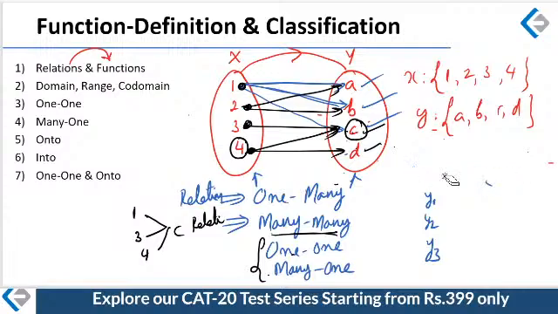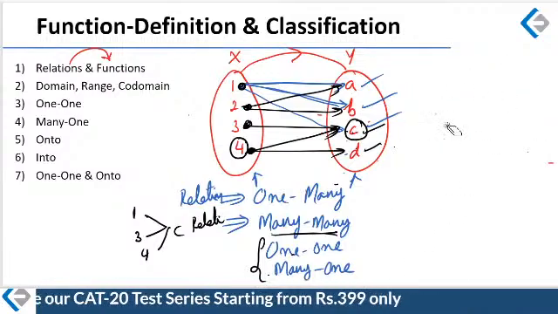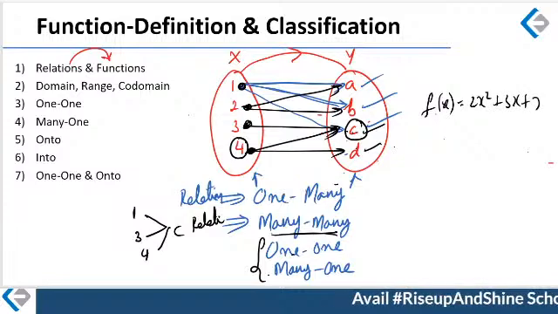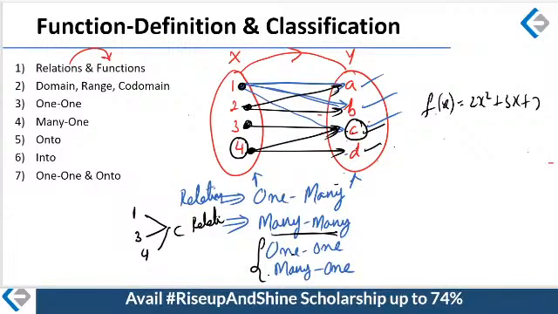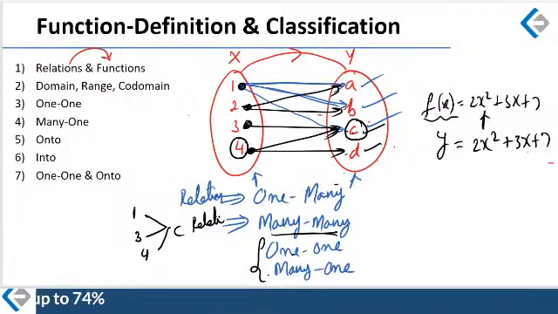Firstly, what is a function? If you give one input value of X, it should give one output value of Y. That's important there. Take any equation. For example, f of X is equal to 2x square plus 3x plus 7. I just took a quadratic function here. If I put X is equal to 1, f of X is nothing but Y, my friends. Y defined in terms of X is called f of X.